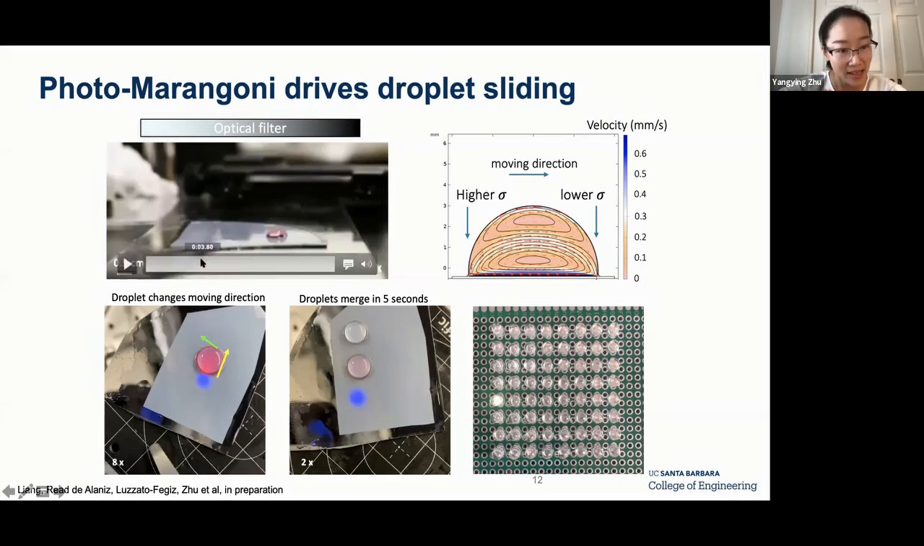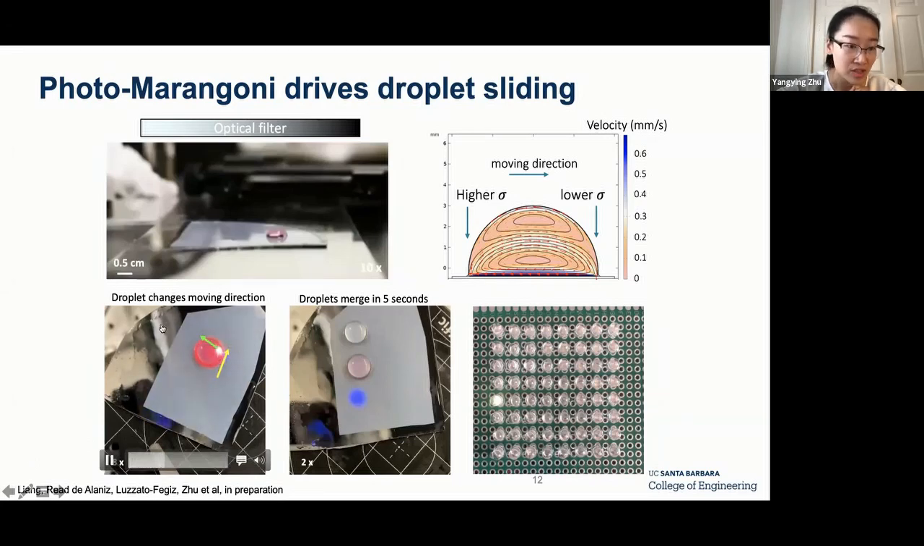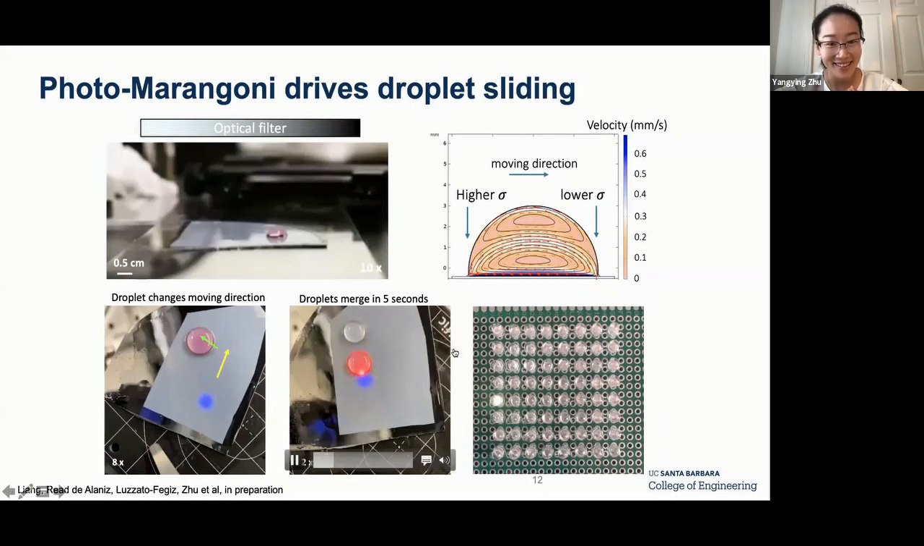So with this validated, you could do a lot of fun things. First of all, you could let the droplet move from bottom to top, and then you can change its moving direction from right to left. This is looking top down, and you could do this with a UV laser. You can also help two droplets to merge. You can have two droplets on the surface, and you can then move one of the droplets towards the other droplet. And you could imagine this as a very neat platform for chemical reactions.